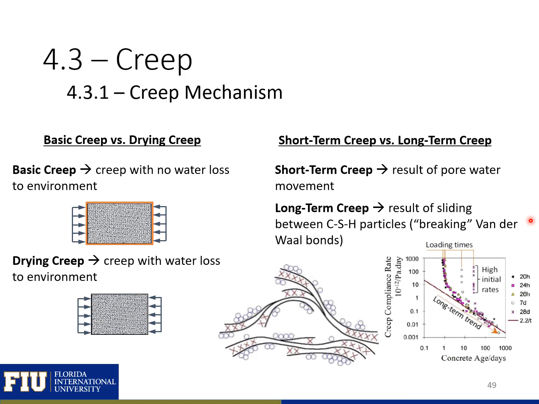Our long-term creep, on the other hand, is a result of sliding between the CSH particles, where we have breaking of the van der Waals bonds between these particles. So in long-term creep, we have sliding and breaking of bonds and formation of new bonds. So it's going to lead to unrecoverable creep. That will lead to the residual creep strains that we saw in the previous slides.